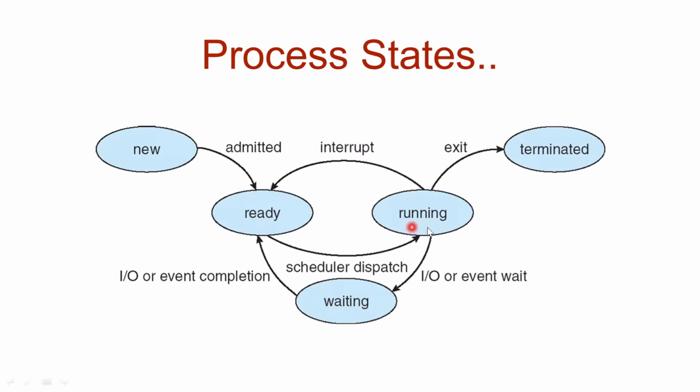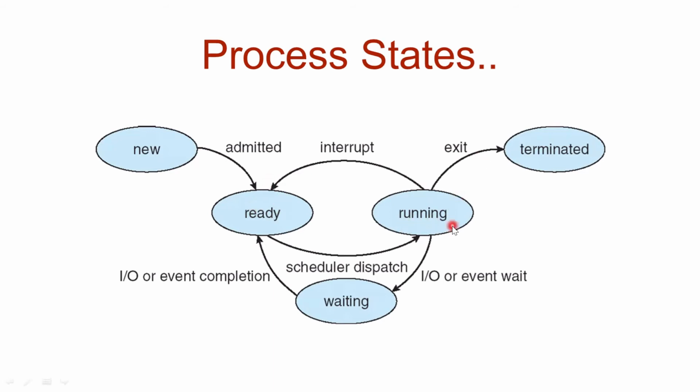Now, if a process is in running state, some high priority process or some system call may disturb the execution of the process. So the process is interrupted. It goes back to ready state because the process was running and there were no outstanding requests of the process, but still some interrupt occurs. So it has to go to ready state. It will not go into waiting state. It will go to ready state.